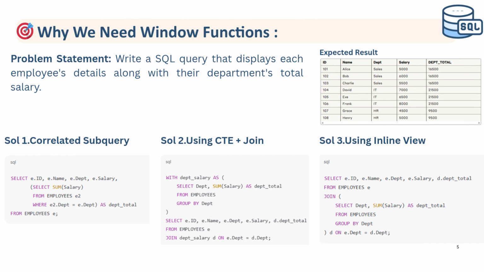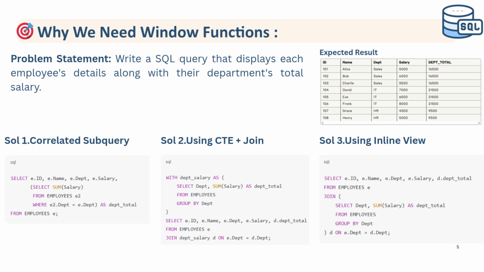Let's start with a common SQL challenge. Imagine you're asked to create a report showing each employee's salary alongside their department's total salary. Your first instinct might be to use group by with some function. But here's the problem: group by collapses your data. You lose all individual employee details and only get department summaries.